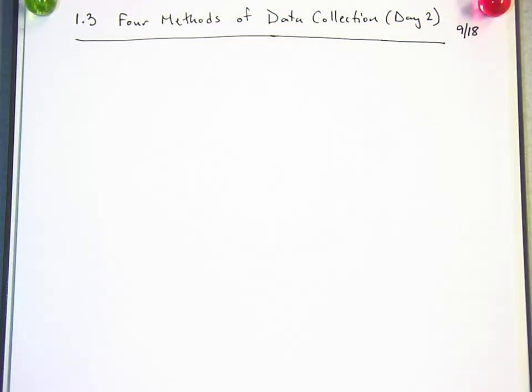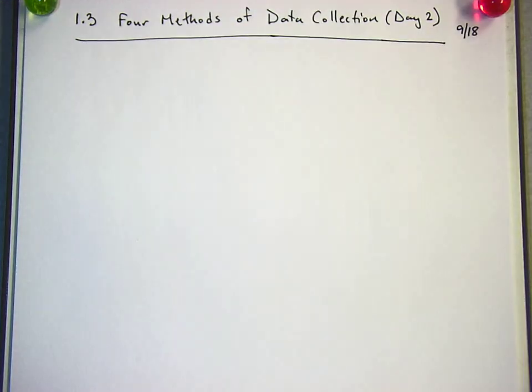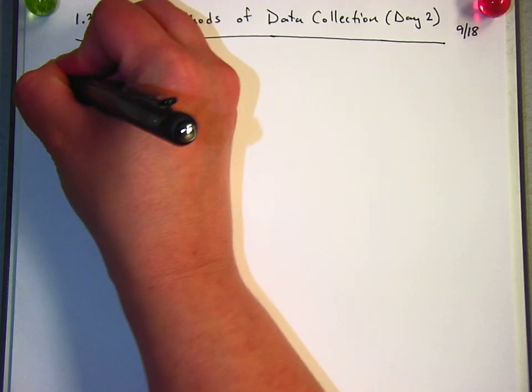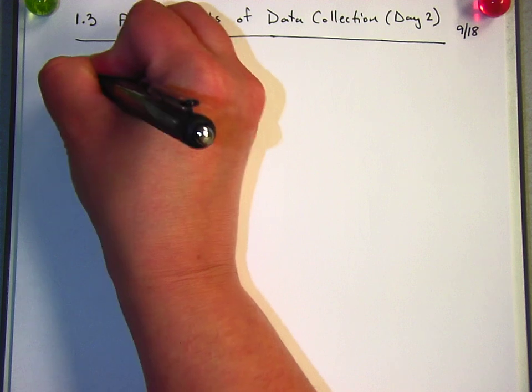Today we're going to be talking about 4 methods of data collection. It should be a pretty short video, pretty short lesson, and a pretty short homework assignment, so you might have a little extra time to yourself today. Okay, so there are 4 ways that you can collect data. The first way is with an observational study.